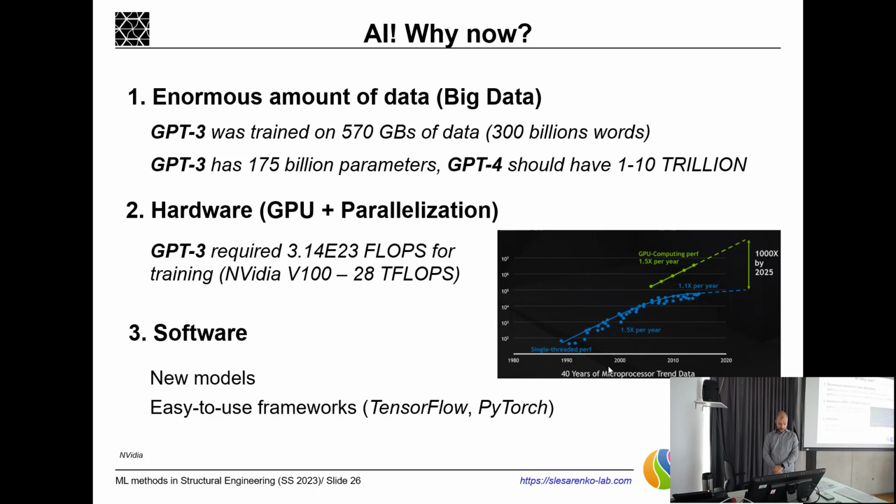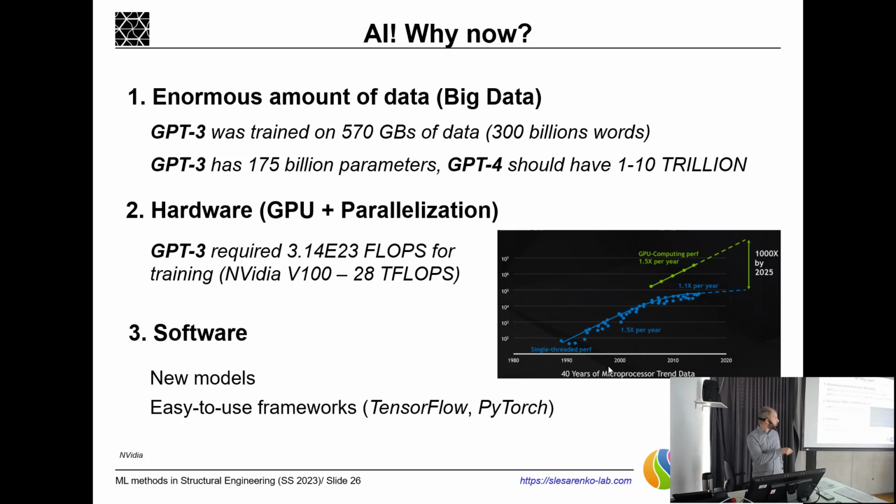So why now? Right now we are going back to 2023, because we have an enormous amount of data and we know how to work with the data. For instance, GPT-3, the previous version of ChatGPT, was trained on half a terabyte of data, 300 billion words from the internet, and it has 175 billion parameters. And GPT-4 is already a new model that, if you have a paid account in OpenAI, you can use. It should have 1 to 10 trillion parameters. It's insane.